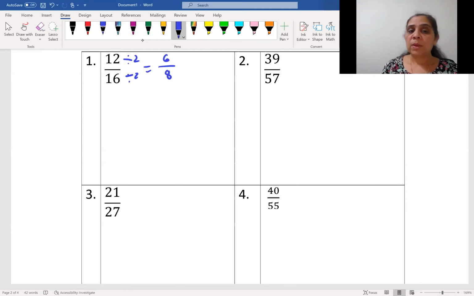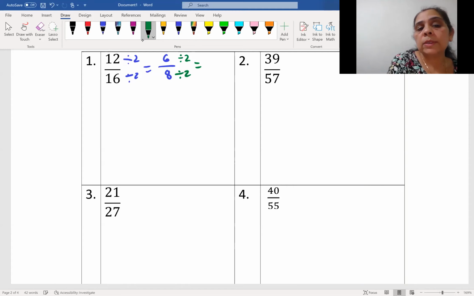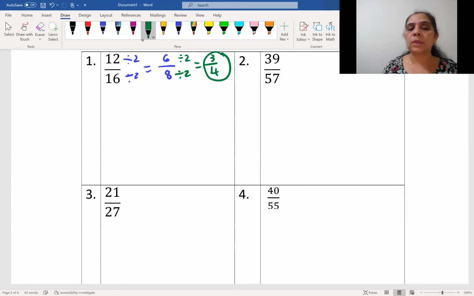Again, both of them are even numbers, so we can divide by 2 again. 6 divided by 2 is 3. 8 divided by 2 is 4. So we have the final answer, 3/4.